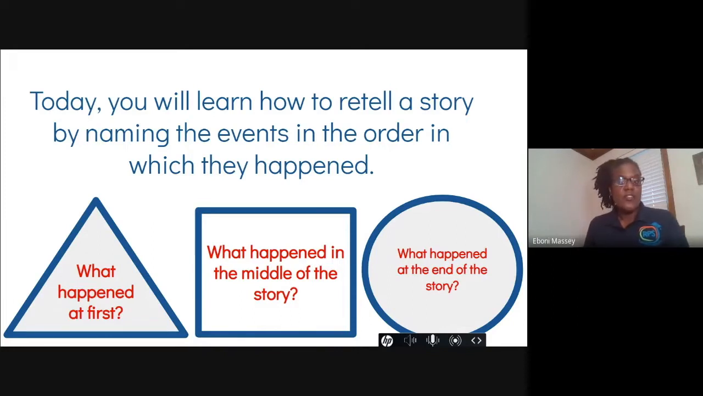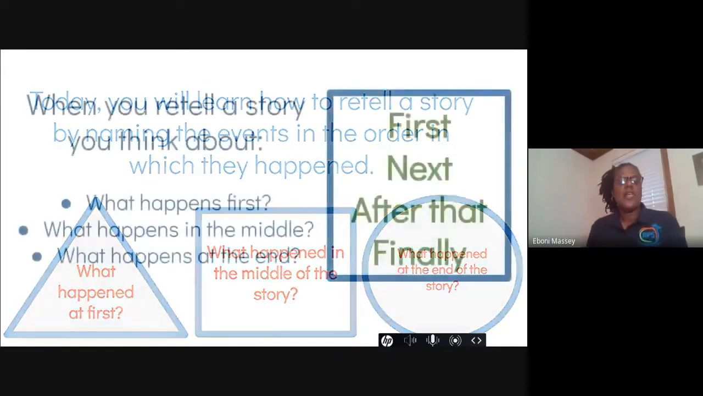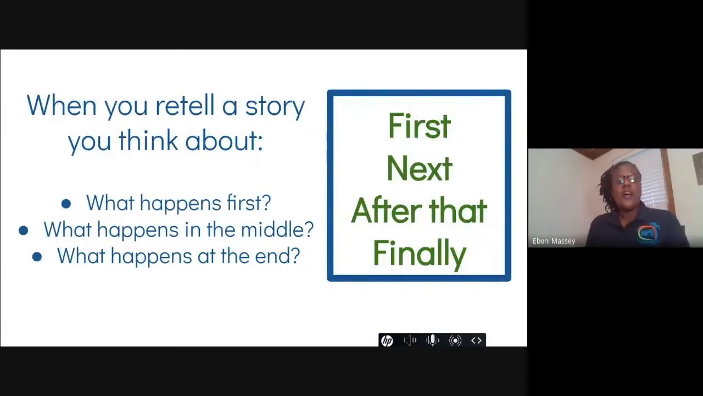So that strategy is called the triangle, square, circle strategy. Now, if you remember, when you retell a story, you think about what happens first, what happens in the middle, and what happens at the end. And you tend to use a lot of these words: first, next, after that, and finally. So when you hear the story today, I'd like you to think about what happens first, what happens in the middle, and what happens at the end. And see if you can recall or listen for some of those words like first, next, after that, and finally.